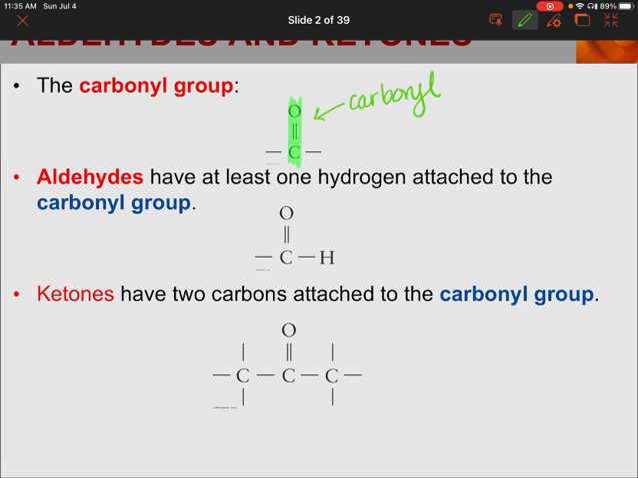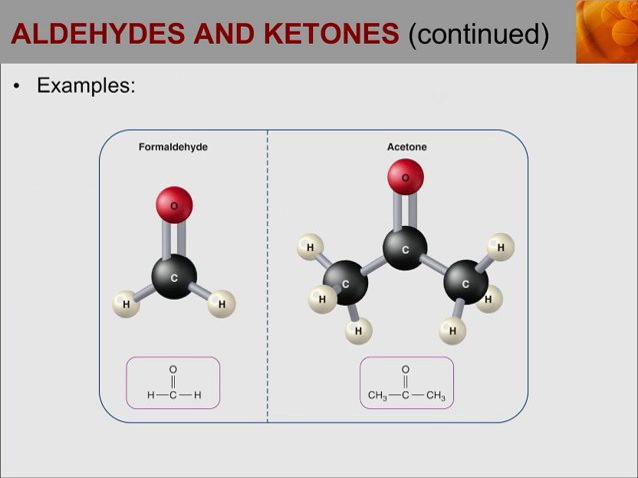So aldehydes have at least one hydrogen attached to that carbonyl group, and ketones have two carbon groups attached to the carbonyl group, one on either side. And again, those could be the same or different. And here I'll just highlight our carbonyl group here. So some examples of aldehydes and ketones are formaldehyde and acetone.